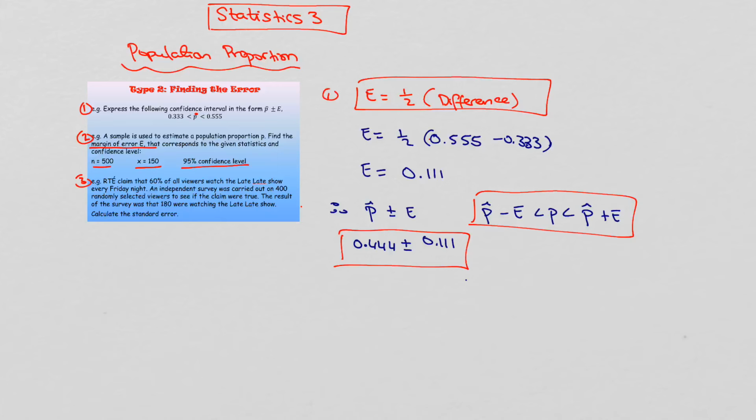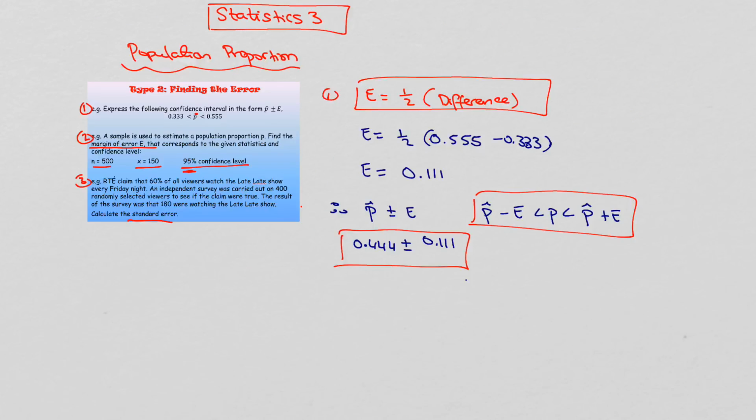Okay, so in part 3 then, it says RTE claim that 60% of all viewers watch The Late Late Show every Friday night. An independent survey was carried out on 400 randomly selected viewers to see if the claim were true. The result of the survey was that 180 were watching The Late Late Show. Calculate the standard error. What you'll see is missing here in this question is that we're not told that it's a 95% confidence interval like in example 2. So in this case, we would only be working out the standard error.